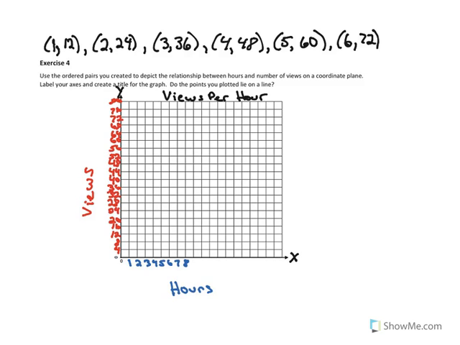Okay, it's hard sometimes to squish them in. You have to write really small to really be able to read them, but I think we've done it. And so the next piece is to plot our ordered pairs.